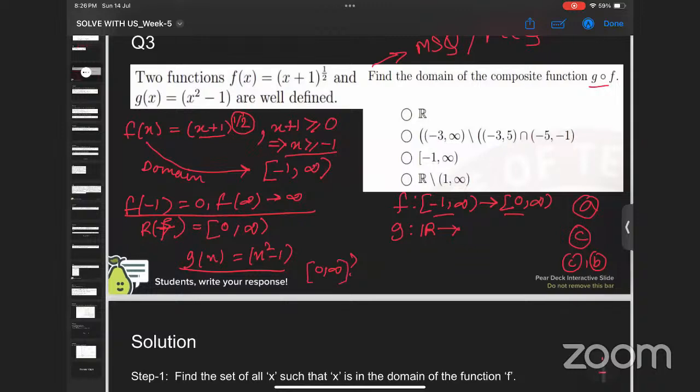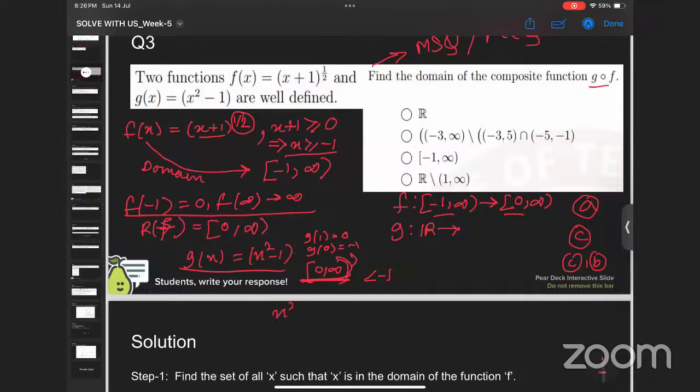If we take g of 0, it will be -1, right? So minus infinity to infinity is not the range, right? Then is it possible to get anything less than -1? No. Ma'am, minus infinity to infinity? No. Okay, -1 to infinity.